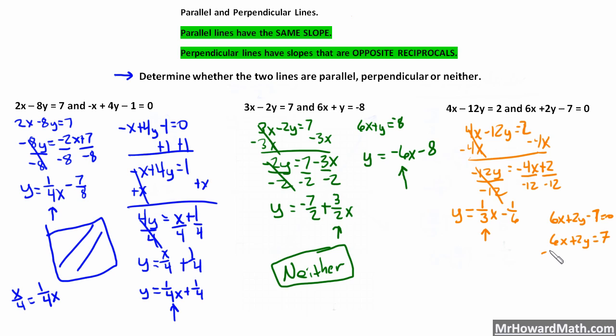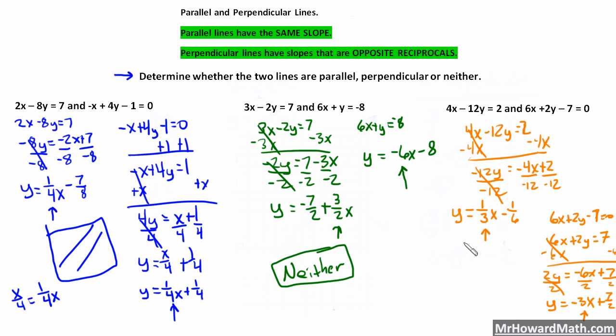We're going to subtract 6x from both sides. Subtract 6x. Running out of room there. We'll get 2y equals negative 6x plus 7. Okay, divide by 2, divide by 2, divide by 2, and we get y equals negative 6 over 2 is a negative 3, negative 3x plus 7 over 2. Okay, so the slope here is negative 3x. So we have a 1/3 and a negative 3x.